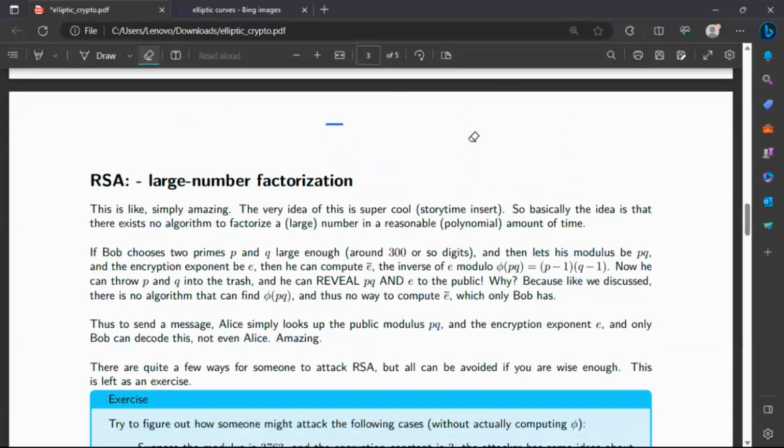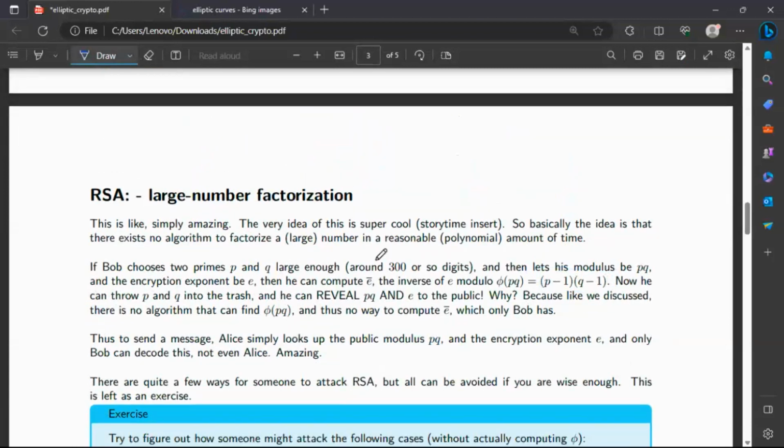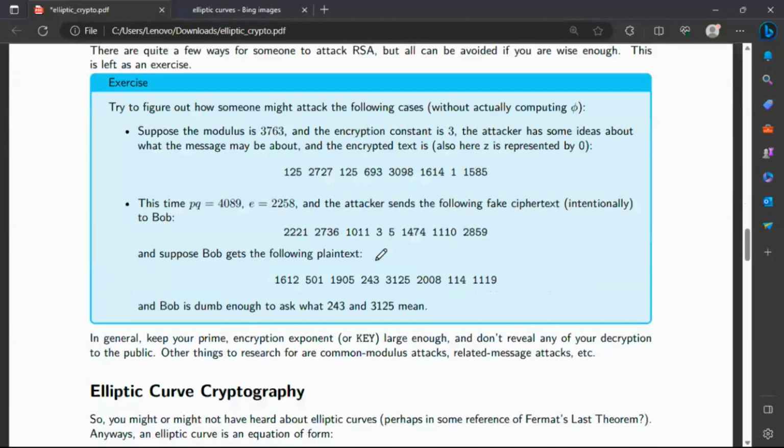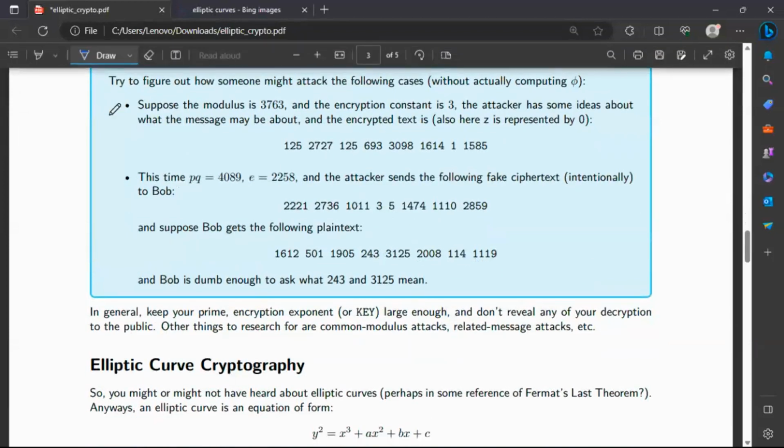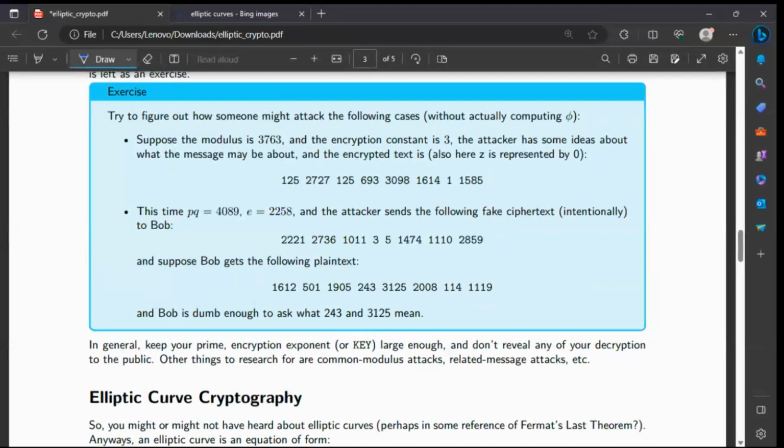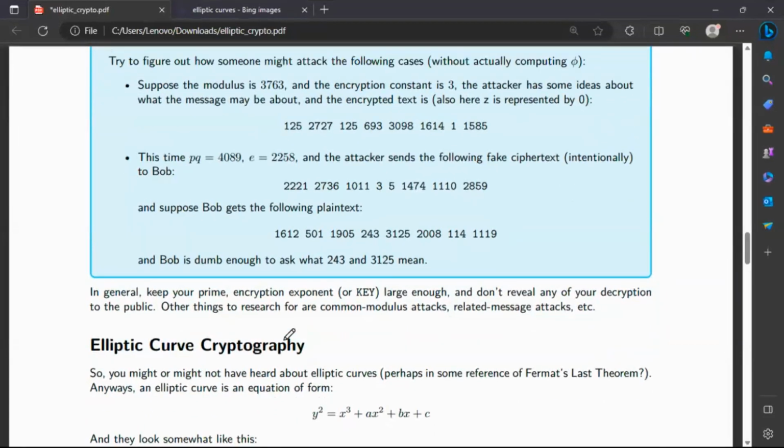So how can one potentially attack RSA? You can avoid all attacks on RSA if you are wise enough and if you do not blunder something. This is another problem we'll come back to if we have time later on.